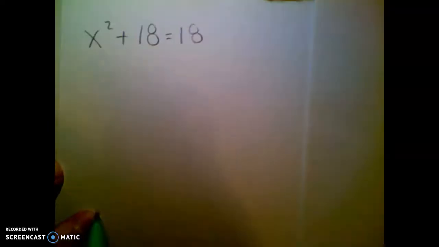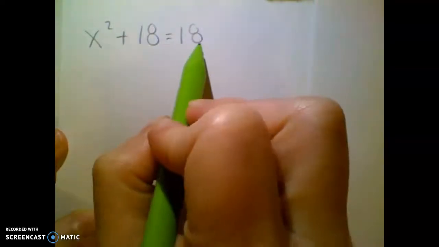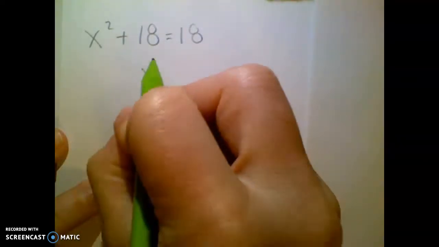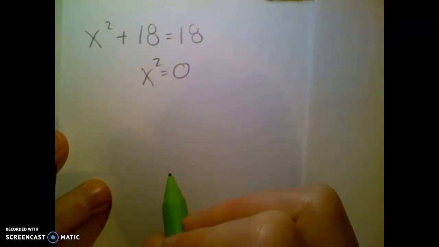All right, so let's go ahead and do another one. This one, again, isolate x squared. I'm going to move that positive 18 over by subtracting 18, so I'm going to end up with x squared equals 0. How many solutions should I have? I should only have one solution.